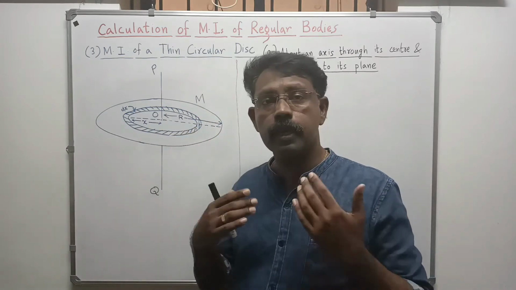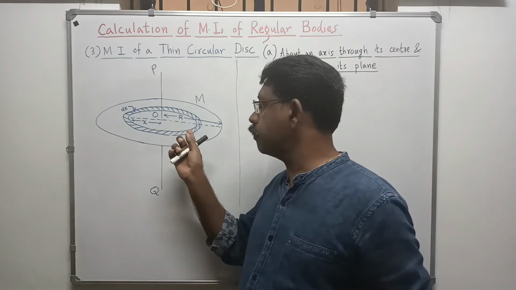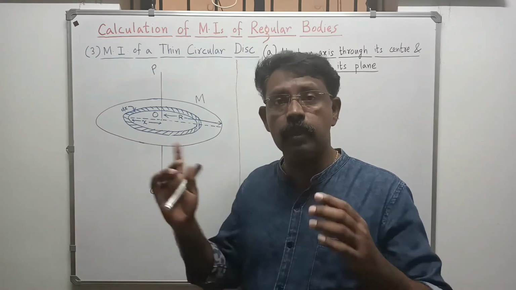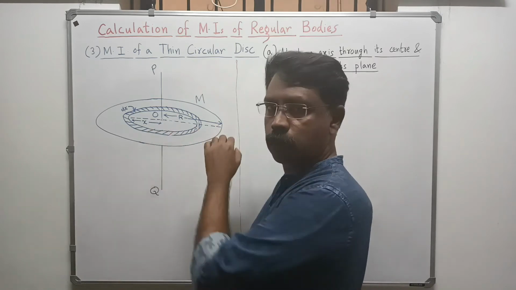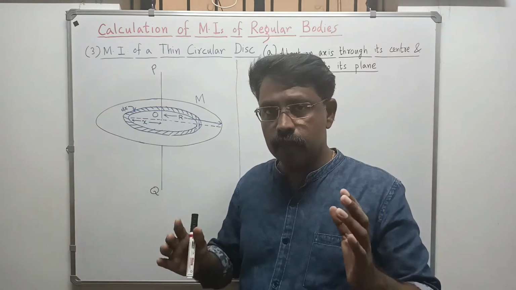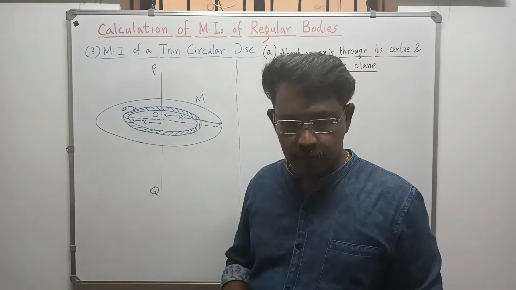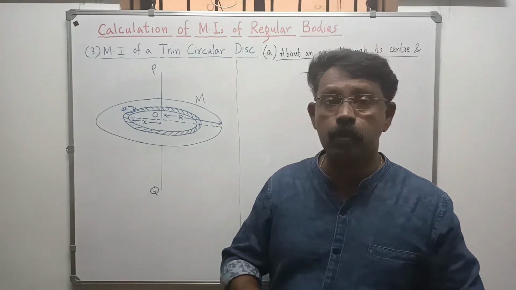Then, after getting the mass of the ring, we will calculate the moment of inertia of the ring about this axis. After getting the moment of inertia of the ring about the axis, we will integrate this, because such rings can exist from this point to this point. So wide range of radii. So we will integrate. Then we will get the moment of inertia of the disk about this axis. So that is our procedure.